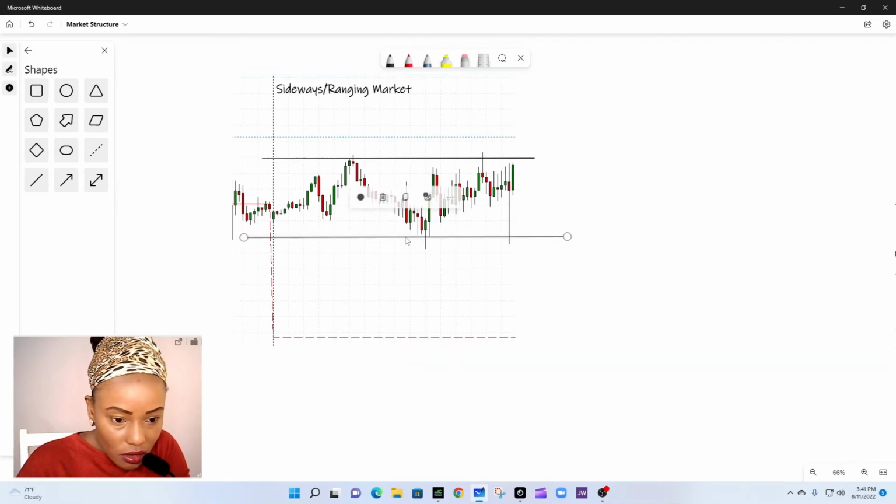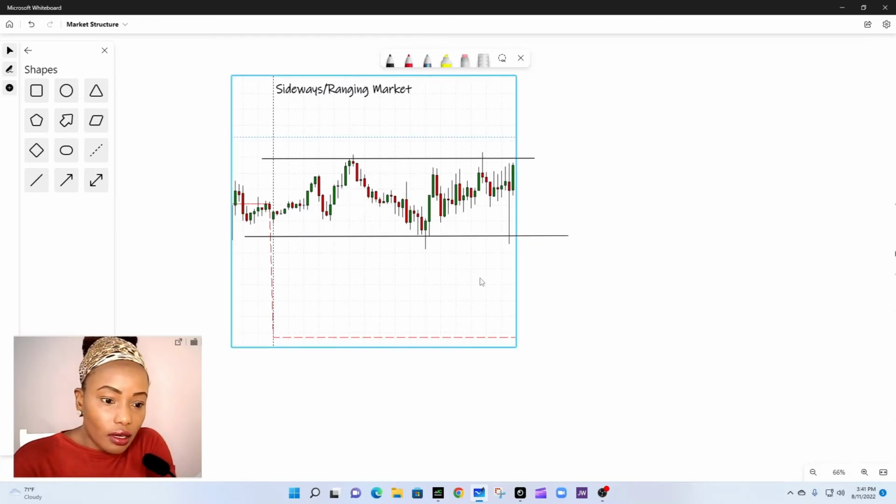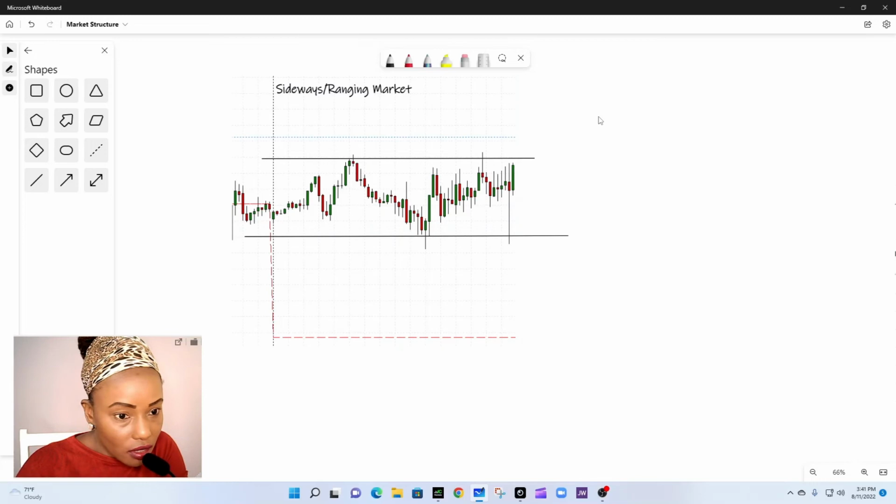So price is just ranging here. It doesn't form a higher high, it doesn't form a lower low. It's just bouncing between the two areas, the high and the low. So this is the high and this is the low. What decisions do you make as a trader when you see a ranging market?